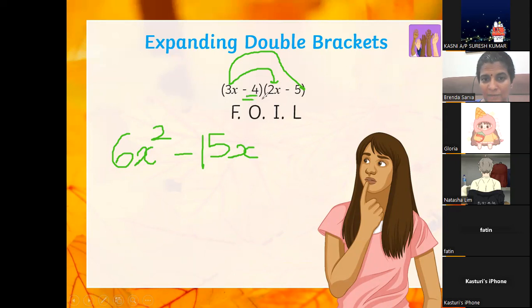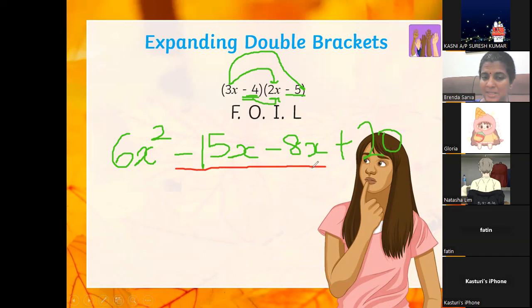Then go to the -4 to go and multiply with every term. So -4 times 2, it's -8. And don't forget your x. And finally, -4 times -5. Remember what you learned in Form 1? Negative times negative is positive 20. Got it? So now this one, -15x minus 8x, I can simplify.